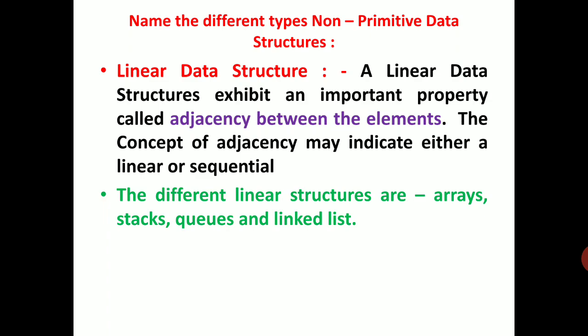In the next class, I'm going to start with array. After completing array, we'll go for stacks, after stacks we'll go for queues, and after queues we'll go for linked lists. But remember, arrays, stacks, queues, and linked lists are linear data structures. That means their values are stored in the next consecutive location. They have certain adjacency, whereas non-linear data structures do not have adjacency.